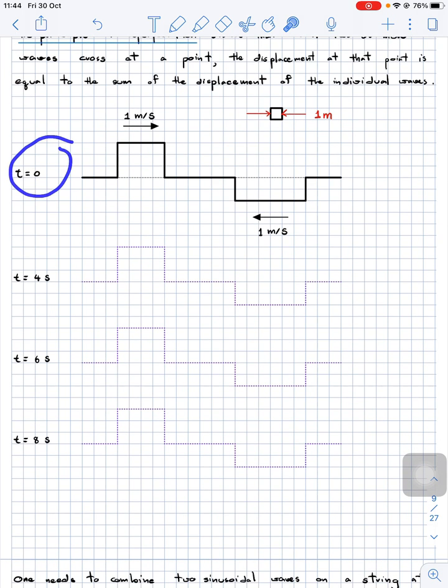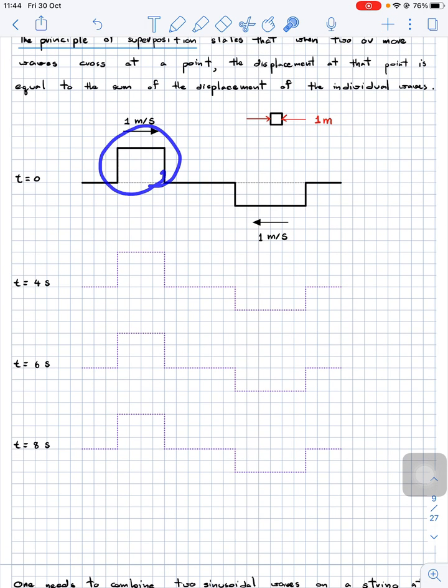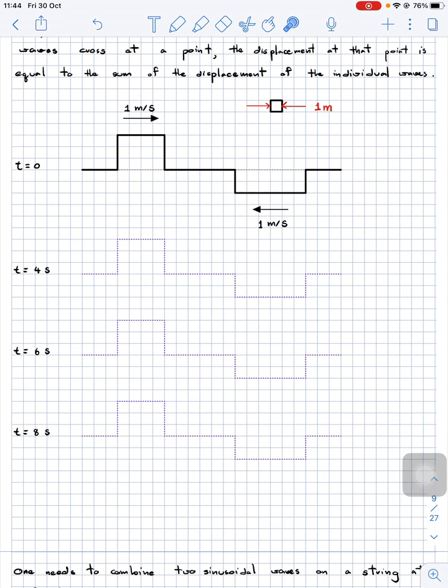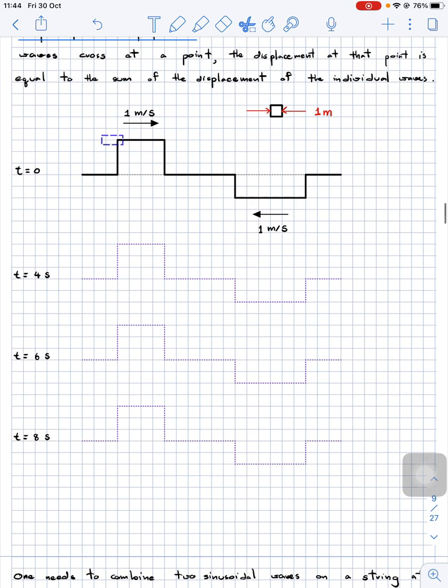This is at time equal to 0. Now when the time equals 4 seconds, this wave will move to the right-hand side a distance equal to 4 meters, because the speed is 1 meter per second. So in 4 seconds it will move to the right a distance of 4 meters. The same for this one: it's going to move to the left-hand side 4 meters as well.